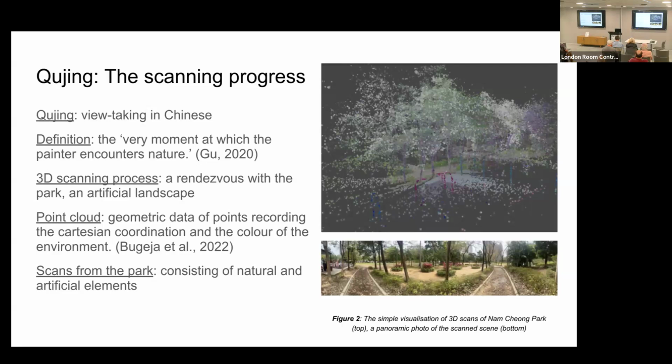And the scanning process allows me to capture point clouds of the environment, which are geometric data of points recording the Cartesian coordinates and the color of the environment. And as you can see, I captured panoramic photos of the area that I scanned, and intentionally incorporate natural and artificial elements in my scans. For example, the pavement down here and also the greeneries situated in the park.